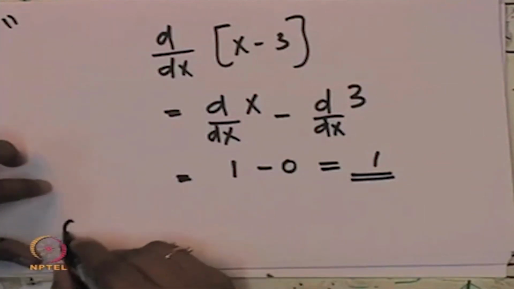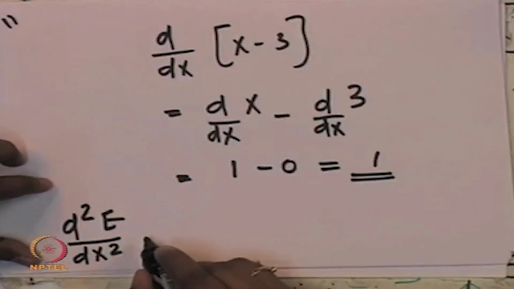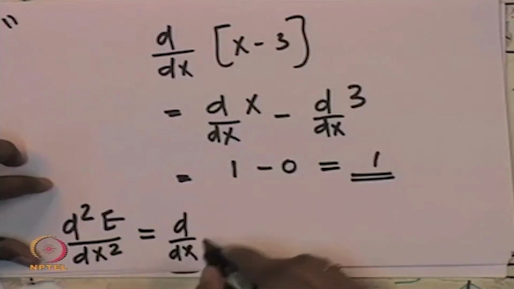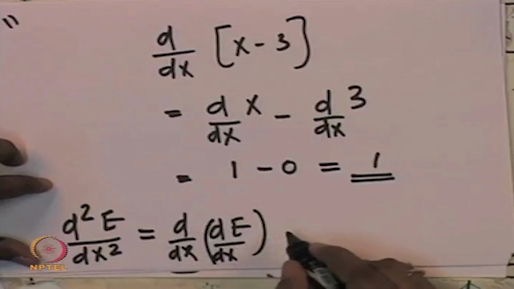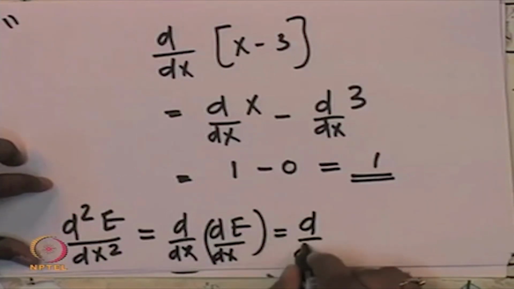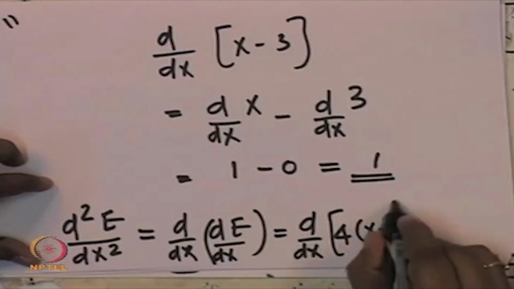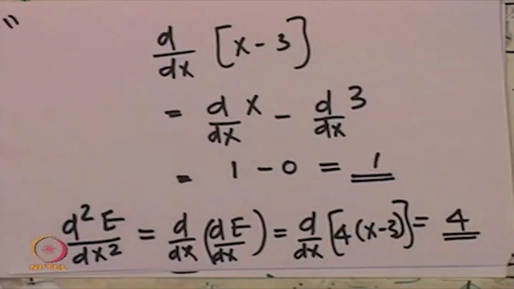So, the second derivative d square E by dx square is d by dx of dE by dx, and we found that dE by dx is 4 into x minus 3. So, d by dx of 4 into x minus 3, and the derivative of x minus 3 is 1. So, the answer is just 4. So, the second derivative is 4, which is a positive quantity. Whenever the second derivative is positive, it means it is a minimum.